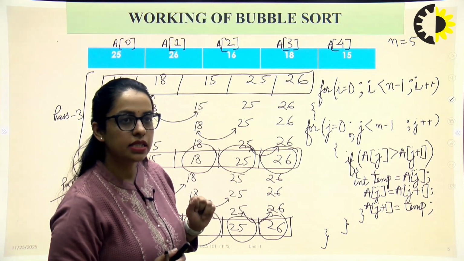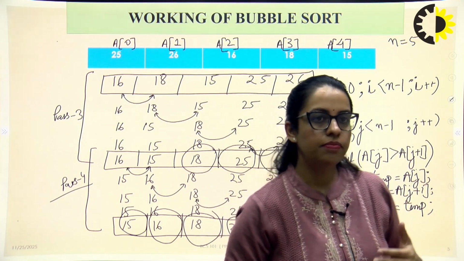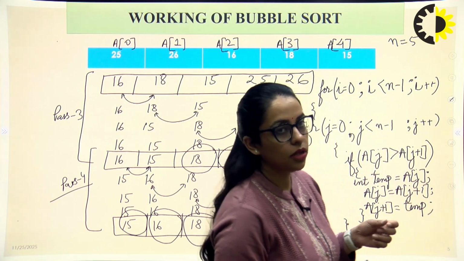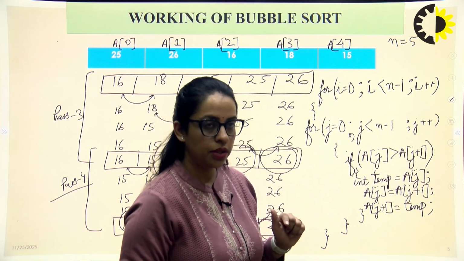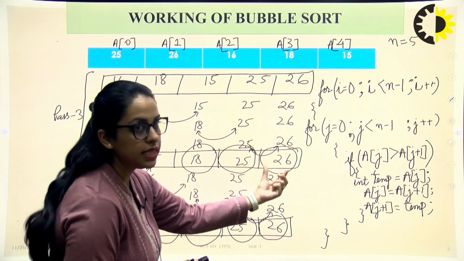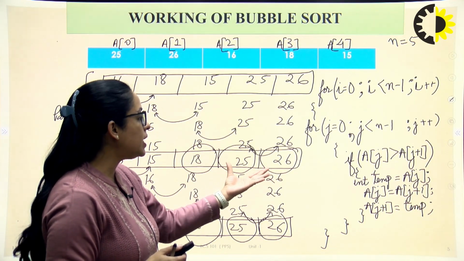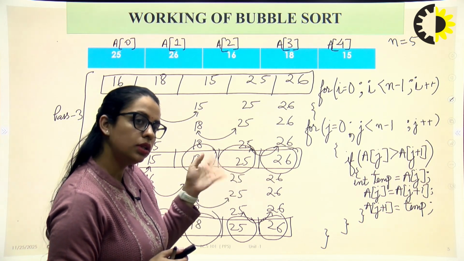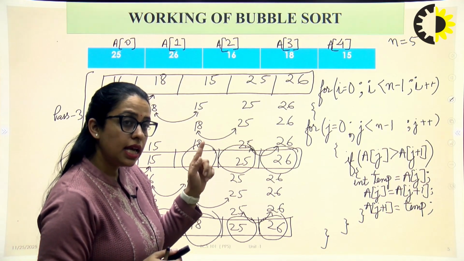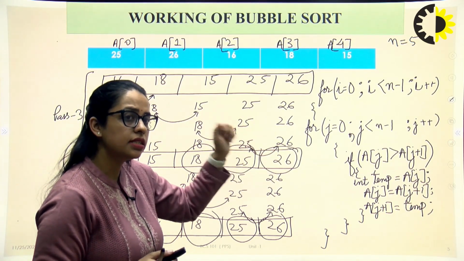But there is a catch. If you have been following the flow of my discussion in the earlier two passes, pass 1 and pass 2, when you rewind this video, you will see that after the first pass we have received 26 at its correct position. In the second pass we have received 25 and 26 at their correct positions, both the largest and the second largest element. So was there a need to compare 25 to 26 one more time?